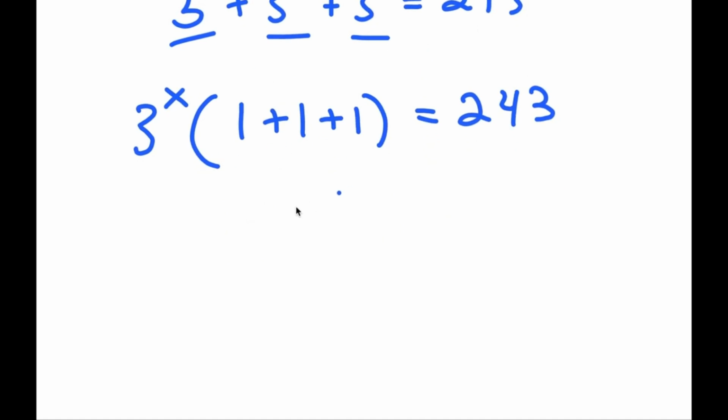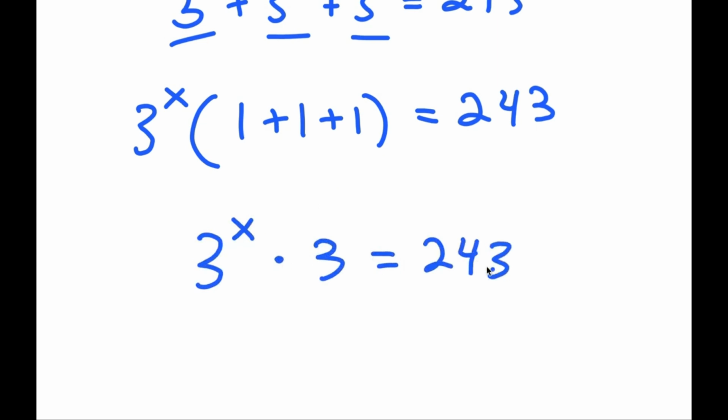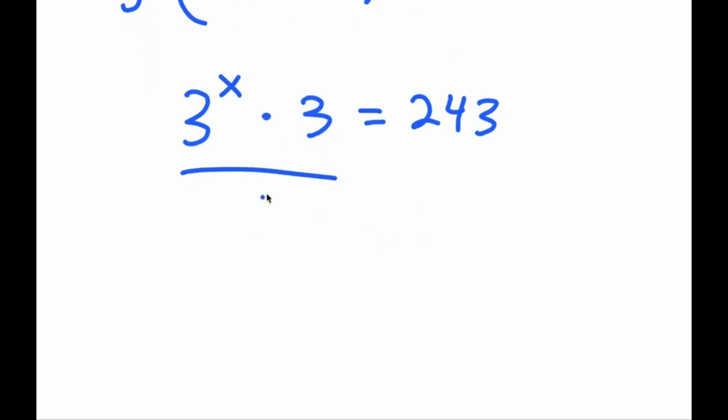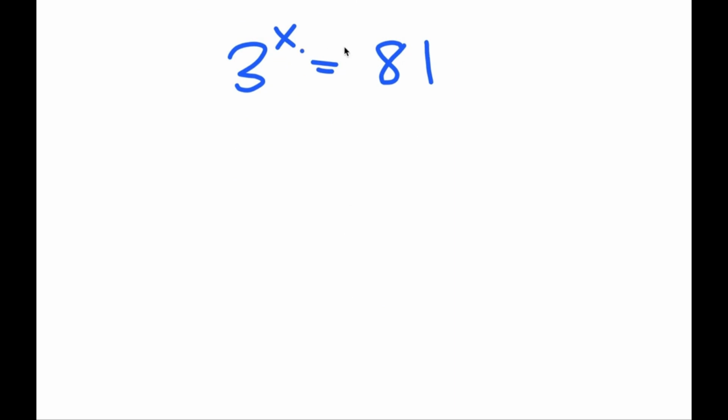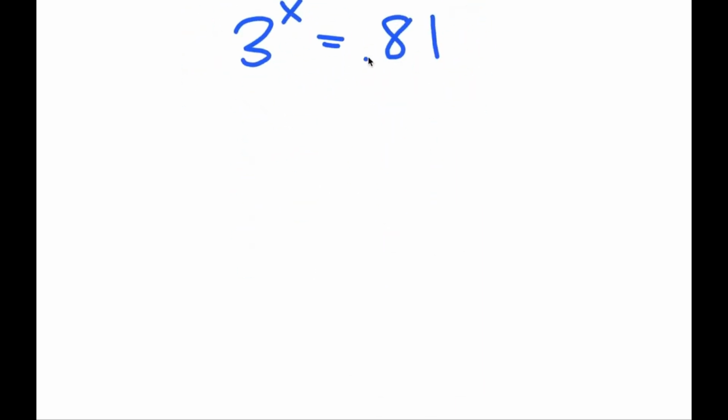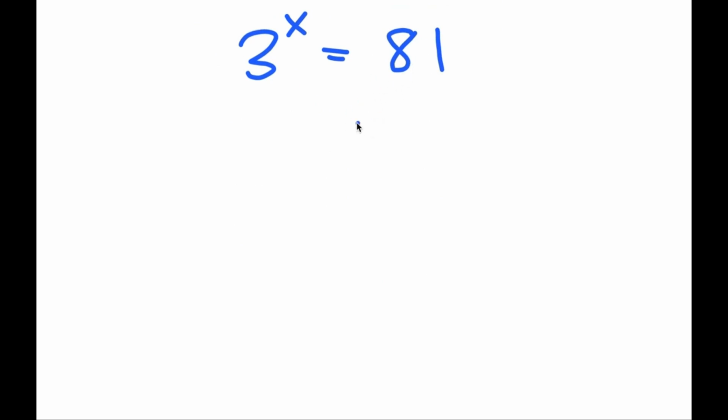From here, 1 plus 1 plus 1 is 3. So I have 3 to the power of x times 3 is equal to 243. And now if I divide both sides by 3, I have 3 to the power of x is equal to 243 divided by 3, which is 81. So I now have another equation here, 3 to the power of x is equal to 81 from my original equation. It's much more simplified, as you can see. And I actually have 2 different methods to solving this equation. So make sure to stick around for both, because both of them are really important for solving exponential equations.